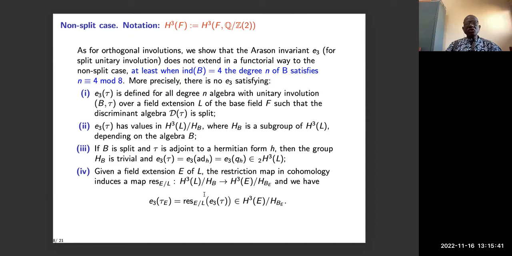Our construction just proves that if the index of B is 4, you can extend it to E3. But for a more general context, for example, for n is 0 mod 8, we don't know exactly how it works. But in this case, you can give a proof. You can show that E3 can extend to the non-split case. Okay.